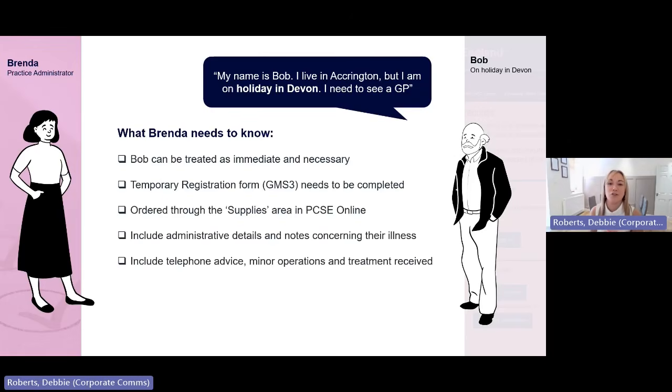Essentially, just making sure that Bob's current GP knows what treatment he's had while he's been away, just so he knows what medication has been prescribed, if any, and then they can continue treatment when he goes back home. You can include things like telephone advice, if he's had any minor operations, and any treatment received. Anything that's valuable information needs to go on that form, just so the information is passed to his registered GP.